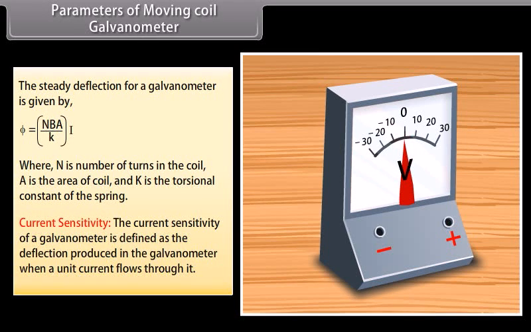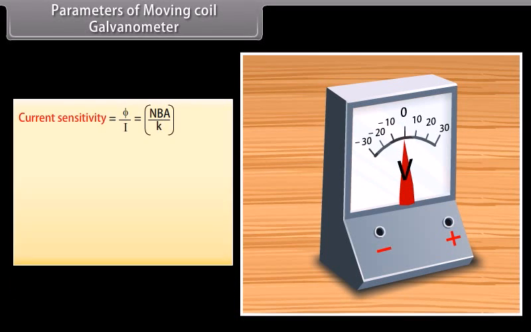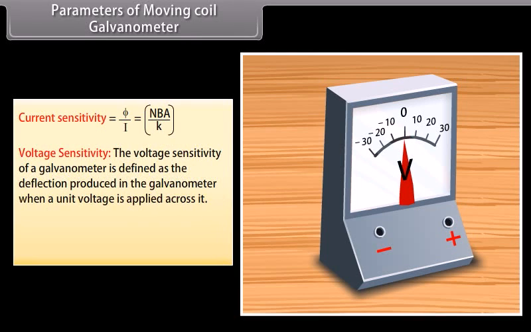The current sensitivity of a galvanometer is defined as the deflection produced in the galvanometer when a unit current flows through it. Current sensitivity is equal to phi upon I, which is equal to NBA upon K. The voltage sensitivity of a galvanometer is defined as the deflection produced in the galvanometer when a unit voltage is applied across it. Voltage sensitivity is equal to phi upon V, which is equal to NBAI upon KV.